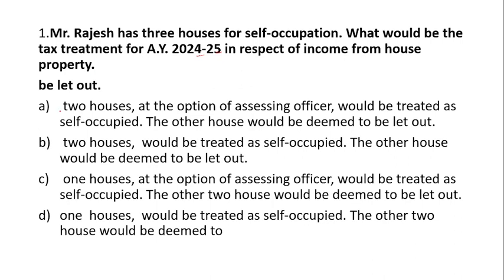The first option is: two houses at the option of the assessee would be treated as self-occupied, and the other house would be deemed to be let out. The second option is: two houses would be treated as self-occupied and the other house would be deemed to be let out. The third option is: one house at the option of the assessee would be treated as self-occupied, and the other two houses would be deemed to be let out. And the D option is: one house would be treated as self-occupied and the other two houses would be deemed to be let out.